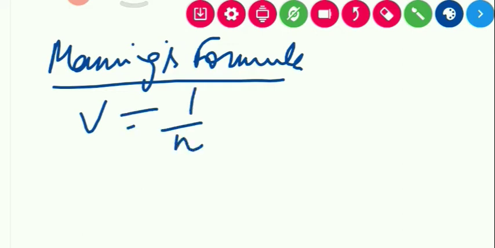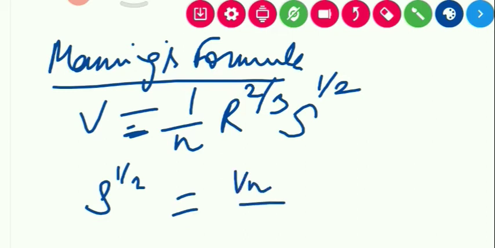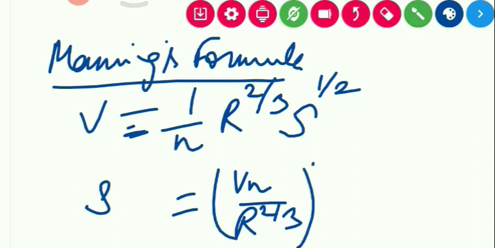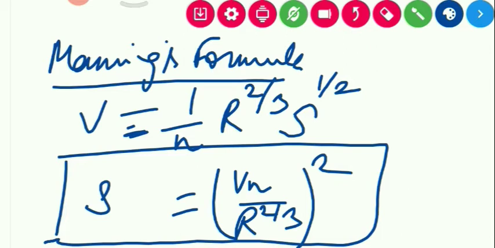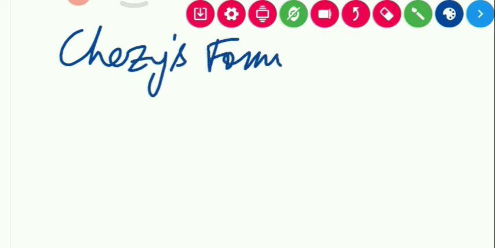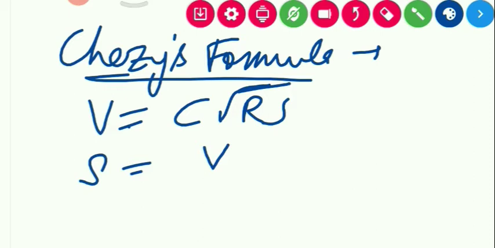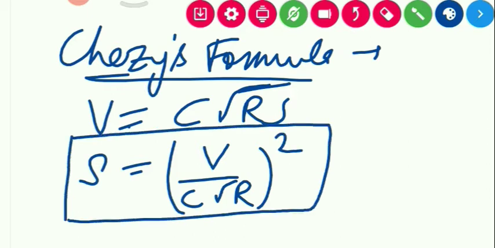the velocity was given as v equals 1 by n, R raised to the power 2 by 3, and slope to the power 1 by 2. So what is the value of slope from here? Slope to the power 1 by 2 is v times n upon R raised to the power 2 by 3, and this 1 by 2 cancels over here and it is a square. So this is the equation for the slope, and if we use Chezy's formula, then according to this formula v equals C under root R into S. So what is the value of slope from here? Slope is v by C under root R, the whole squared. Okay, this is the value of slope.